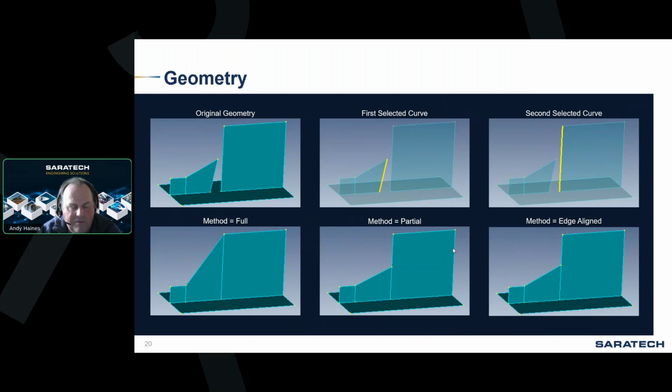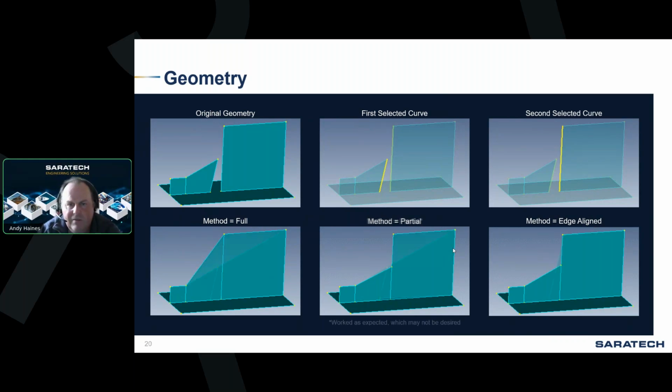So you can see on the left, basically, it's just taking the original, the first curve you select, and replacing it with the second and updating the surface as needed. Partial is just moving the points, and edge aligned just projects the points kind of along the curves that were part of the first surface that you select.